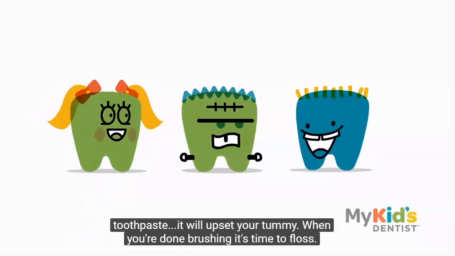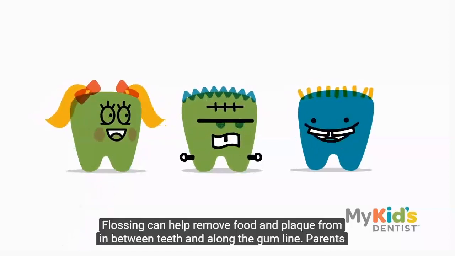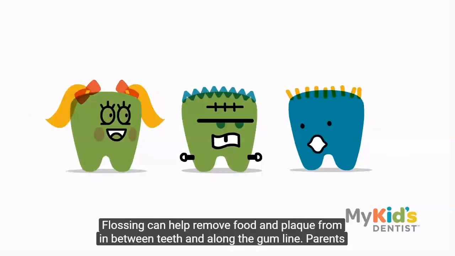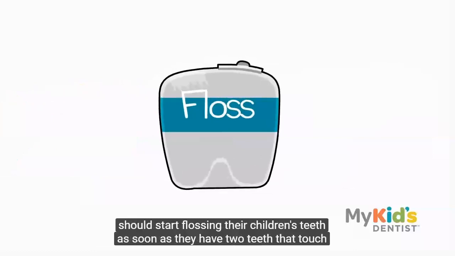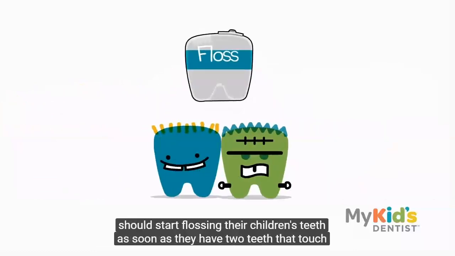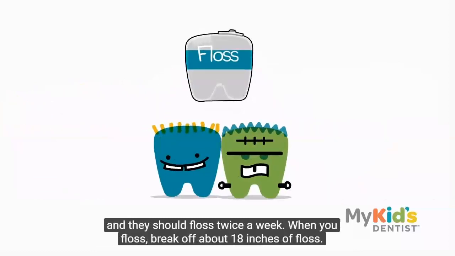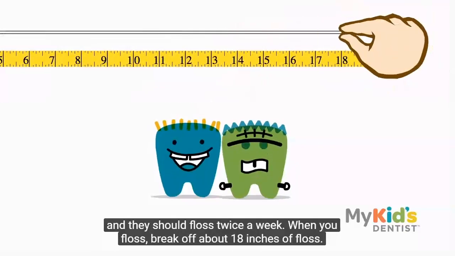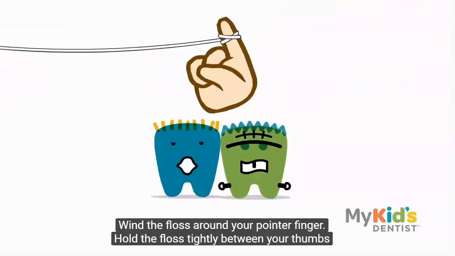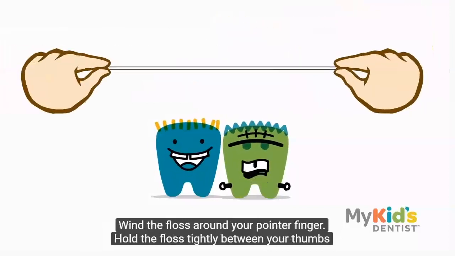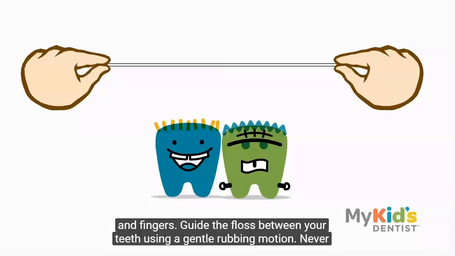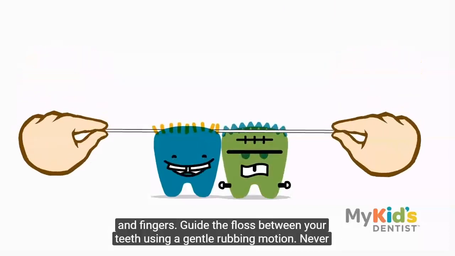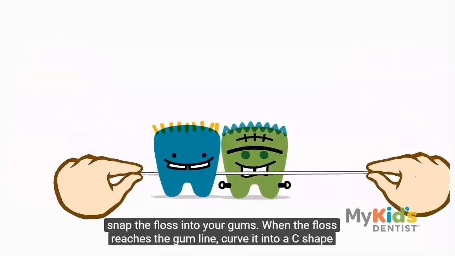When you're done brushing, it's time to floss. Flossing can help remove food and plaque from in between teeth and along the gum line. Parents should start flossing their children's teeth as soon as they have 2 teeth that touch, and they should floss twice a week. When you floss, break off about 18 inches of floss. Wind the floss around your pointer finger. Hold the floss tightly between your thumbs and your fingers. Guide the floss between your teeth using a gentle rubbing motion. Never snap the floss into your gums.